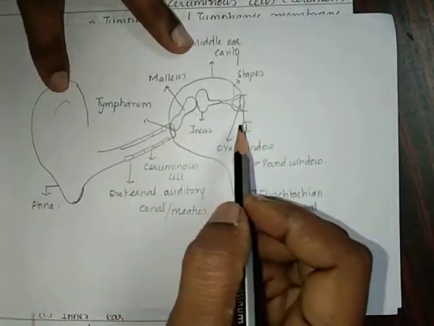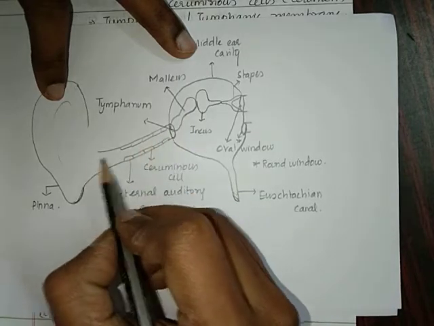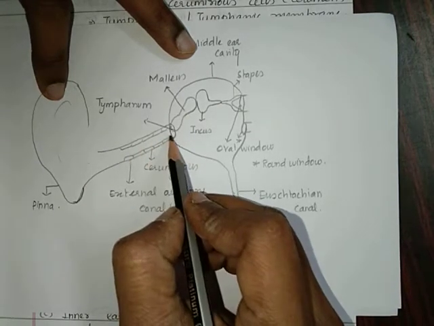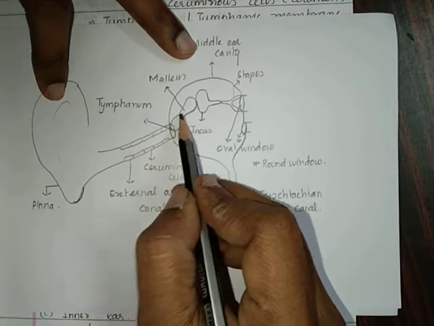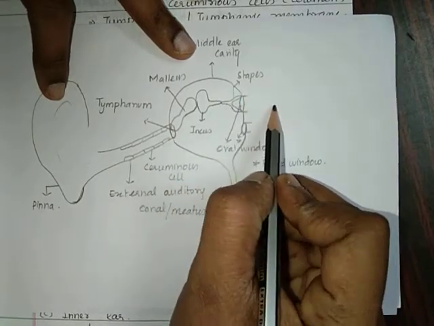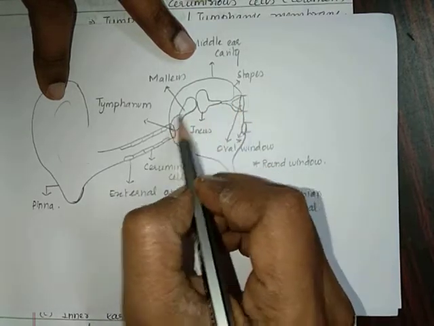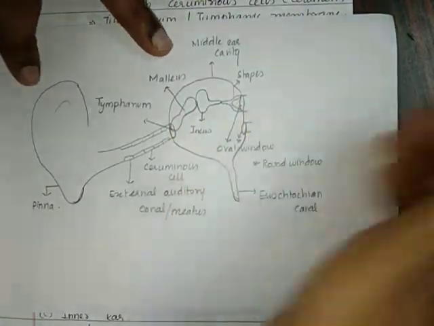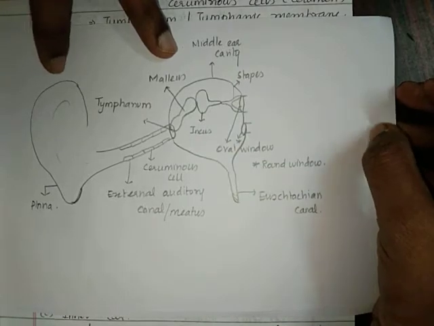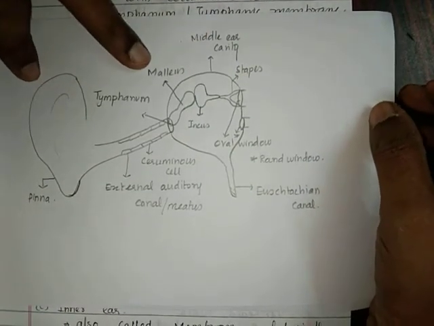The function of the middle ear is to amplify the sound. When sound waves travel towards the tympanic membrane, it vibrates and passes it on to the malleus, incus, and stapes, which pass the vibration on to the inner ear. Before it is passed, these three bones amplify the sound, that is, they increase the intensity of the sound that enters the inner ear. So this is the middle ear part.